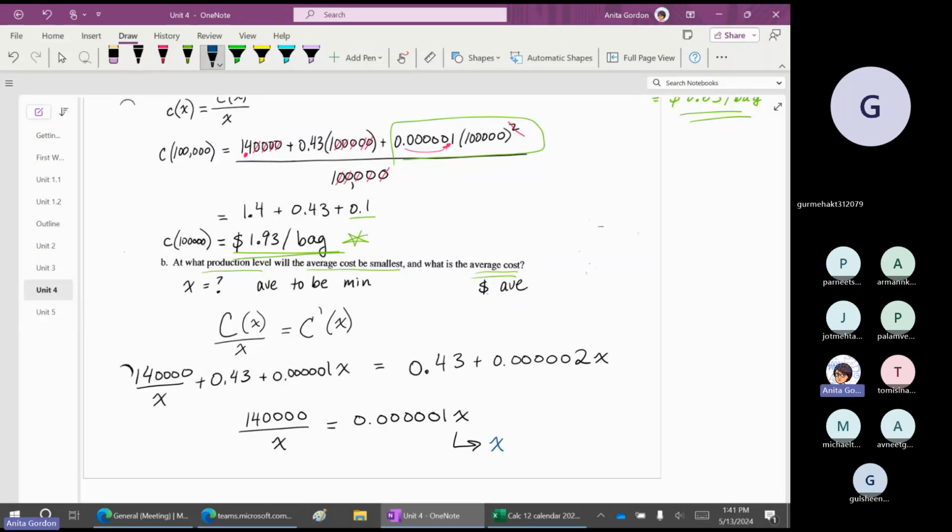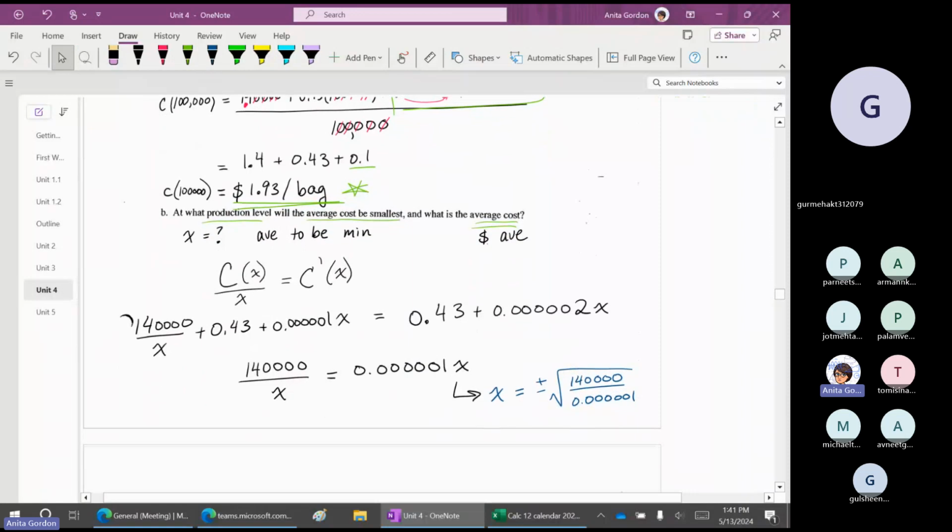What's x? That's 0.1, 374,165 and 74 cents. Yep. Whatever that is. Yes, no, but you're right. You said the right number.